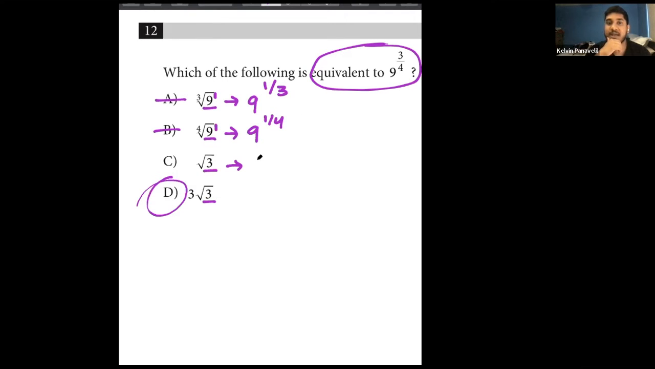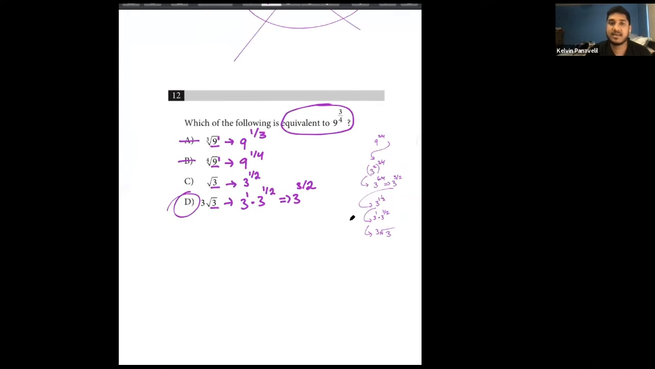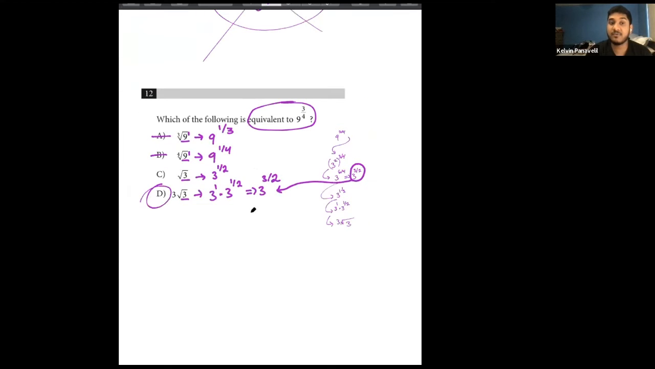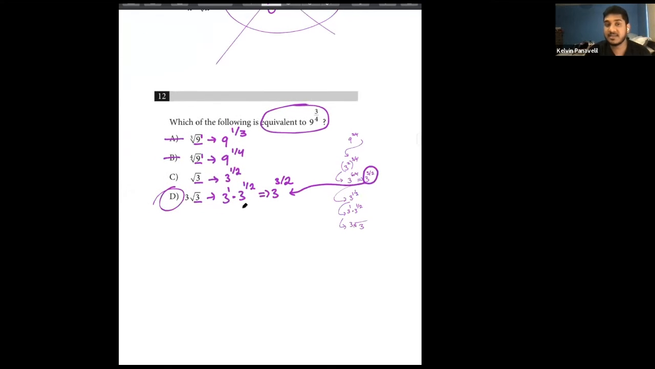C is the same thing as 3 to the 1/2, right? And then D is going to be 3 times 3 to the 1/2, which if you use your exponent rules, would be 3 to the 3/2, right? And now we just have to work with C or D. So once you convert 9 to the 3/4 to base 3, even if you get 3 to the 3/2, you're going to automatically eliminate C because that's not 3 to the 1/2. So even if you didn't know how to convert D, you could still eliminate C and get D.